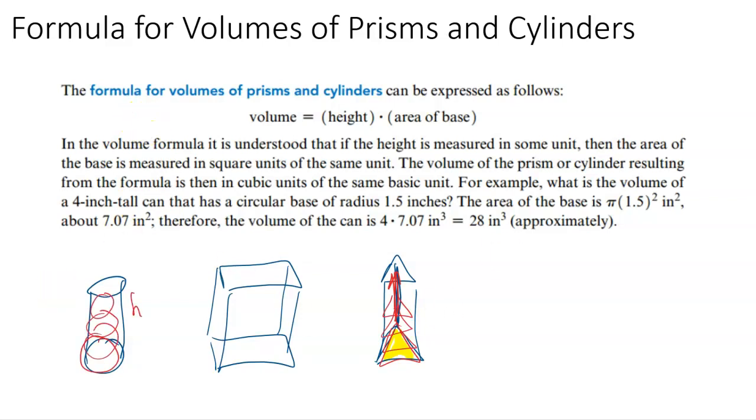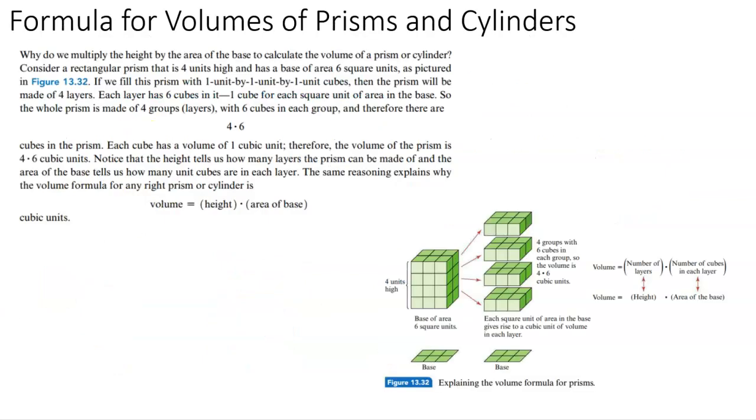And it might be helpful to look at this here. We've got that base, right? Here's our base, and we're going to layer it however many height. The height tells you how many layers you're going to do. So the height is your number of layers, and the area of the base is the number of cubes in each layer.